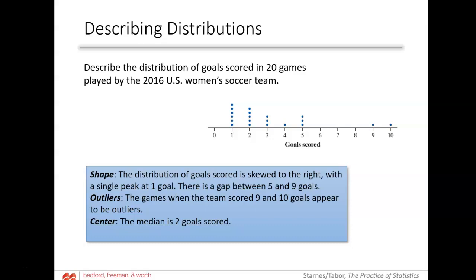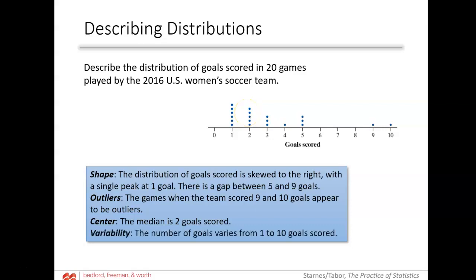So 21 cut in half is, yeah, that's a math teacher problem, huh? 10.5. So you're like, how do I get 10.5? Well, it's the average between the 10th and the 11th. So if I count 1, 2, 3, 4, 5, 6, 7, 8, 9, 10, 11, it was a moot point because 10 and 11 are right here. So the median is boom, right here, 2 goals scored.